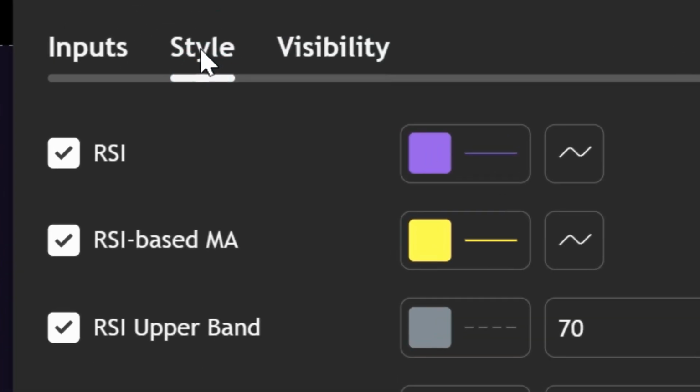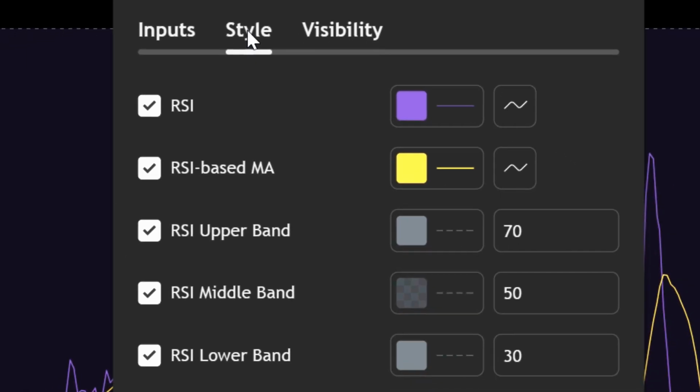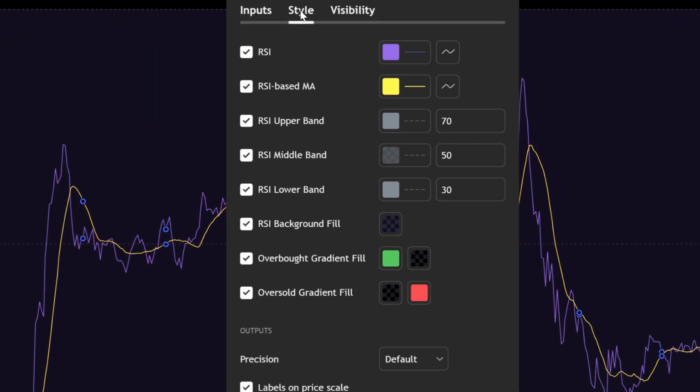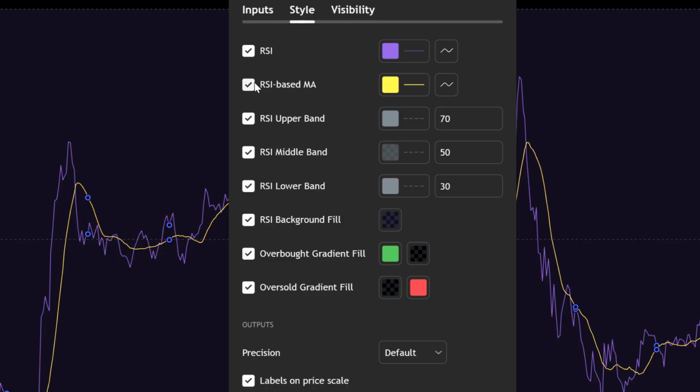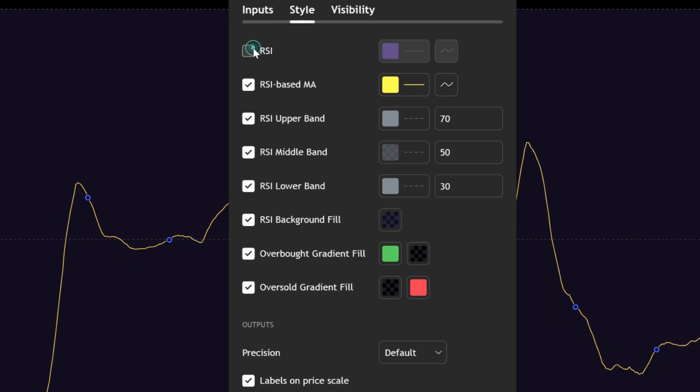Now, let's click over to the Style tab. This controls how the indicator actually looks. Here's where we make it useful for our system. First, find the main RSI line itself and go ahead and uncheck that box next to it. We're actually not going to be focusing on that standard option. What we want to focus on is the RSI based MA. That's moving average of the RSI. Make absolutely sure that the box is checked because this line is key.